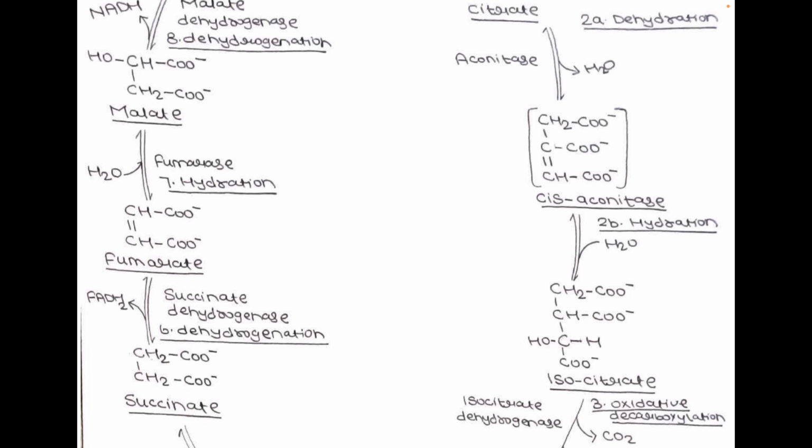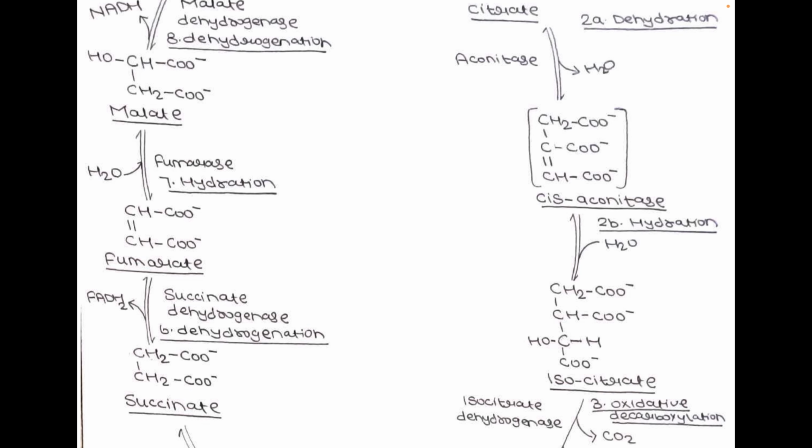Step 6, dehydrogenation. From succinate to fumarate. The structure going in is succinate, our symmetric 4-carbon diacid. Focus on the 2 central CH2 groups. We are going to remove a hydrogen from each, creating a double bond between them.